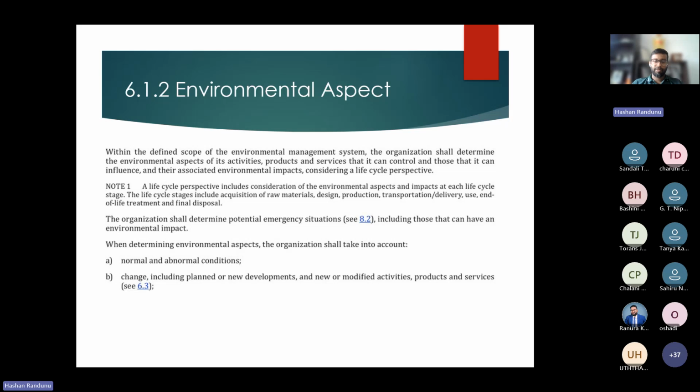Once we identify the environmental aspects, if those environmental aspects are significant, then we need to take actions to minimize the significance of those identified environmental aspects, right? So whenever there is a change, before we do the change, we need to identify the environmental aspects, and we need to take actions if there are any significant environmental aspects, right?